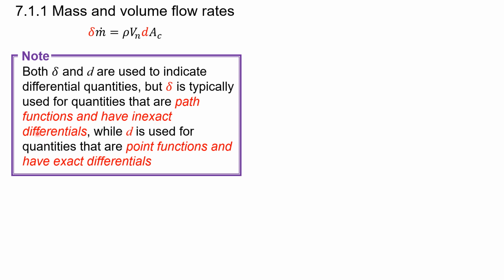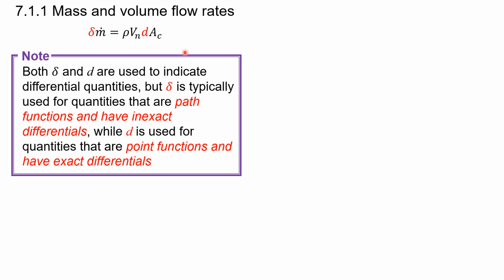Meaning a path function is moving from one point to another point, but in between you can have different values. That is what we call a path function and inexact differential. It's not constant throughout the path. While d is used for quantities that are point functions and have exact differentials. So d we will take not based on path, it will be based on points. Different points will have an exact value. So we can use it to calculate the mass and volume flow rate.